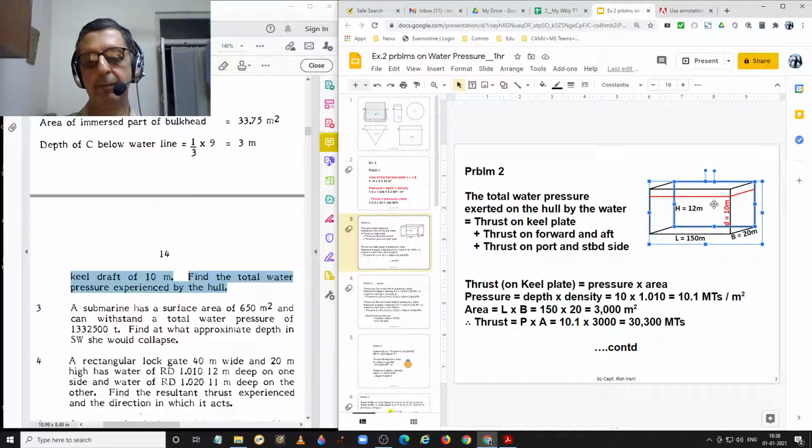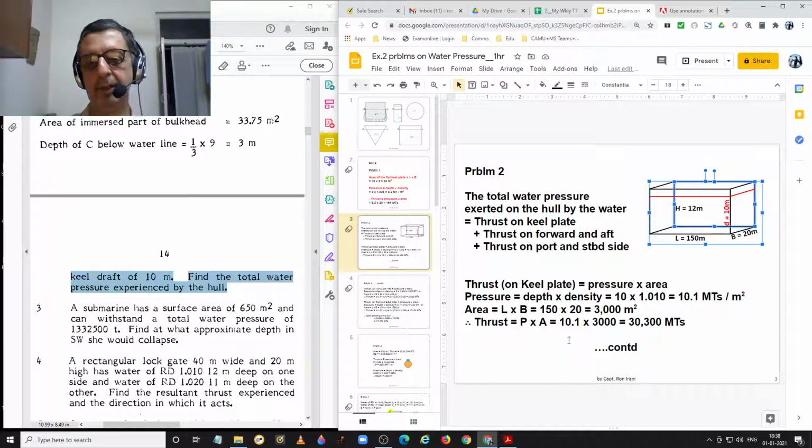When we work out for the vertical hull forward, we can just multiply it by 2 to get the thrust on forward and aft vertical bulkheads. Likewise, on the port and starboard side, we can work for only one side, that is the port side, and multiply it by 2 to get the thrust on the hull on port and starboard sides.